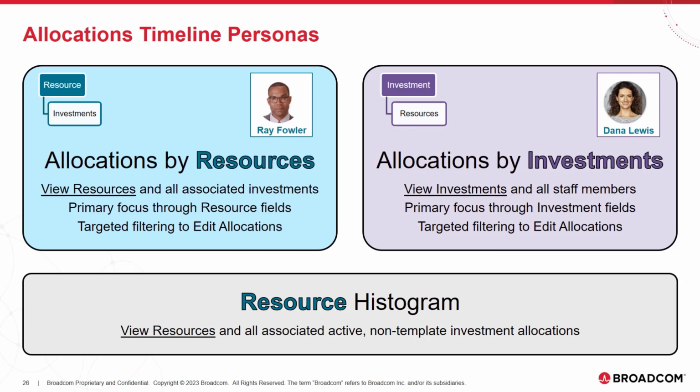Our investment manager, Dana, will primarily use the Allocations by Investment layout, also referred to as the I2R layout. As an investment manager, Dana is automatically granted permissions to view and edit her investments. When the grouping row of an investment is expanded, the list of all staff members are shown regardless of Dana's permissions for viewing the staff members. The list of staffed members can be further reduced by using filters on resource or staffing allocation fields.